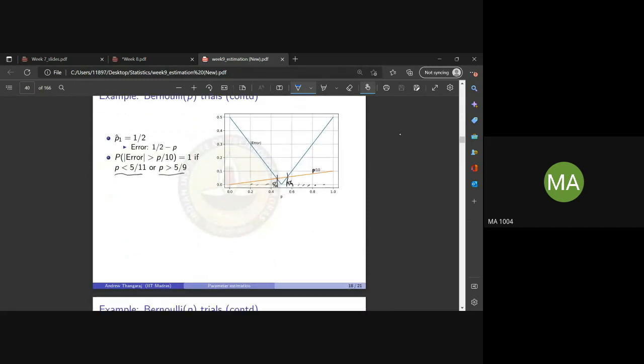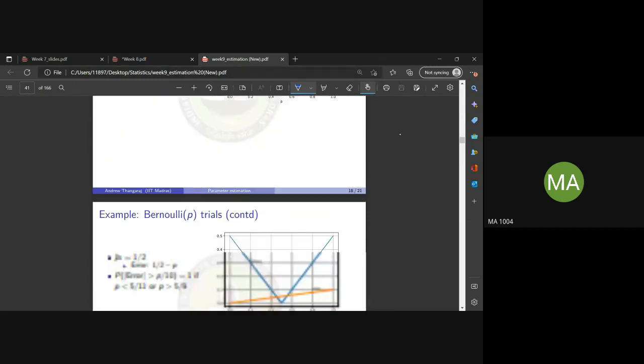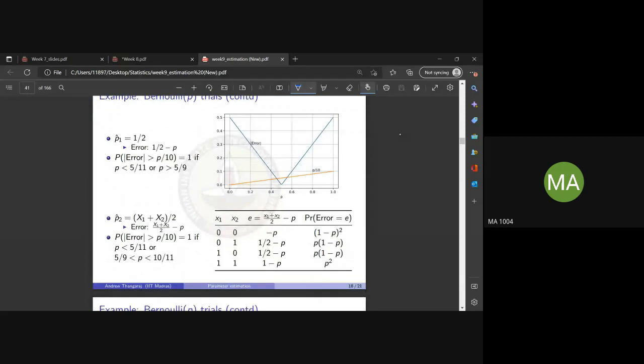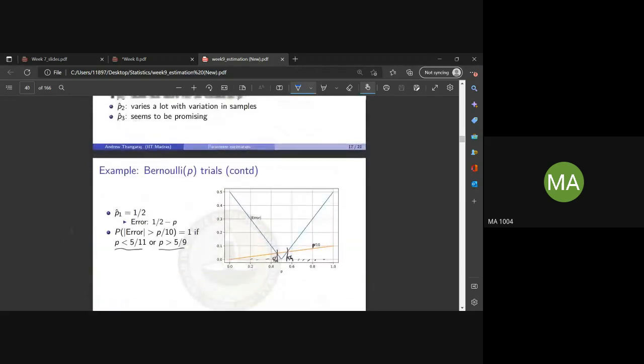All right. What was the problem and error? Which part? Ma'am, this one: P less than 5 by 11 or P greater than 5 by 9. Okay. Please explain that point once, ma'am.